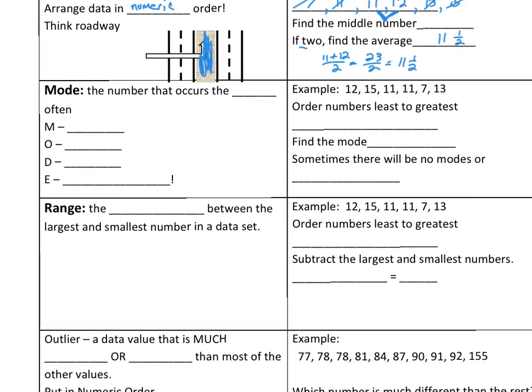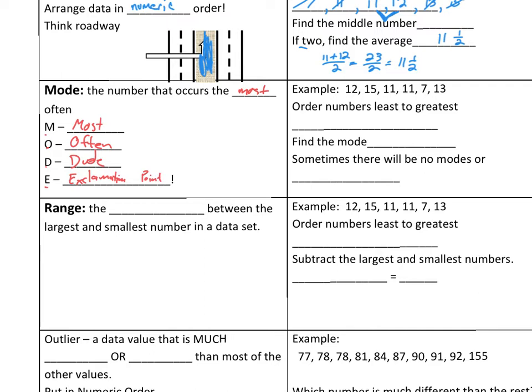Okay, next let's go to mode. The mode is the number that occurs the most often, and I have an acronym for this. Mode, if we spell the word mode, it's the most often. Not the most, but what occurs the most often. Dude. Exclamation point. You gotta use all the letters. Most often, dude. Exclamation point.